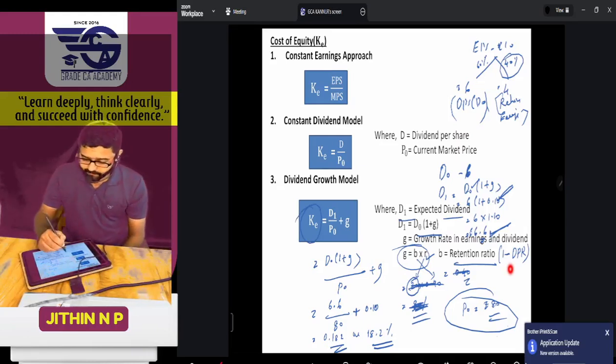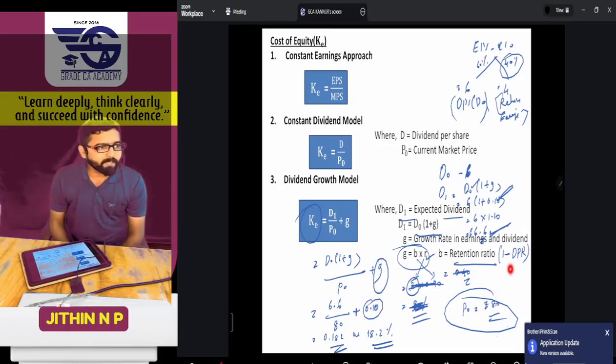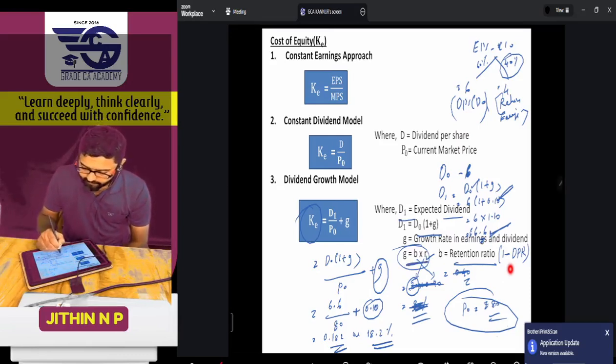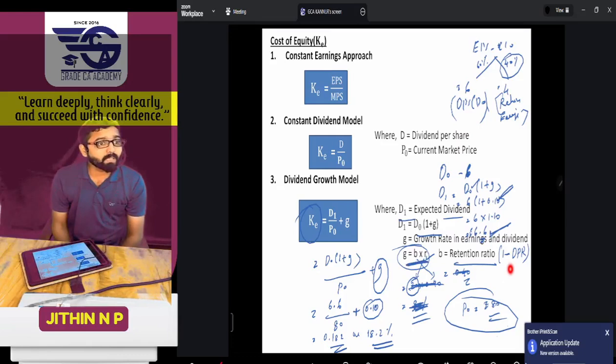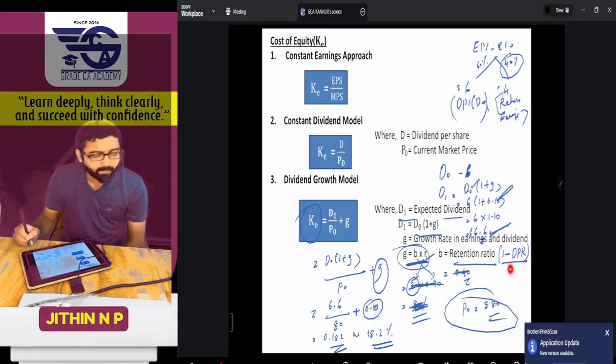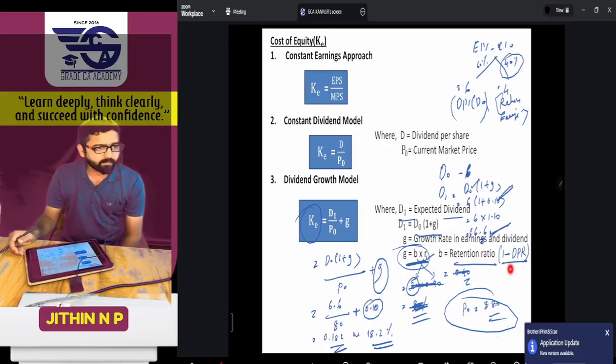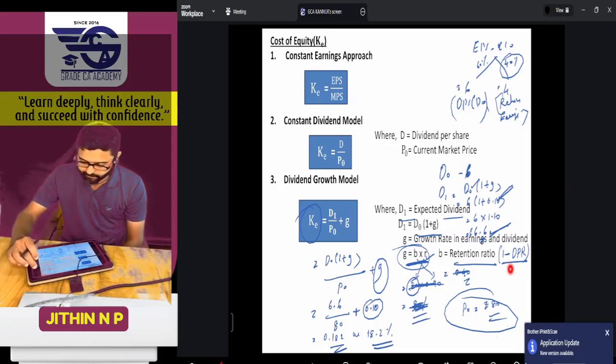Here the question gives you G is equal to 10% or 0.10. Suppose the question does not give the growth rate G, you have to find out G. How to find out G? G is equal to B into R. B is the retention ratio, R is the return on equity. B can be found as 1 minus the dividend payout ratio, into return on equity. Clear?